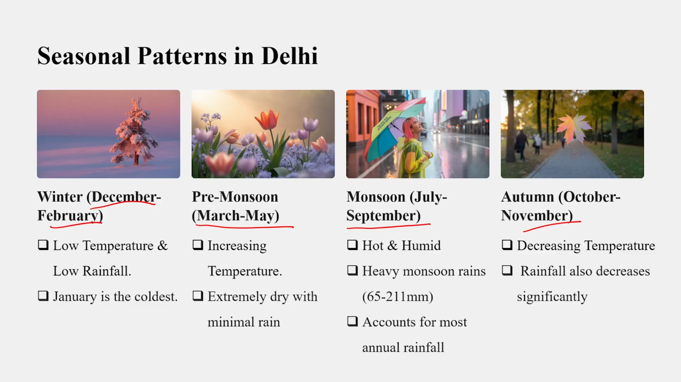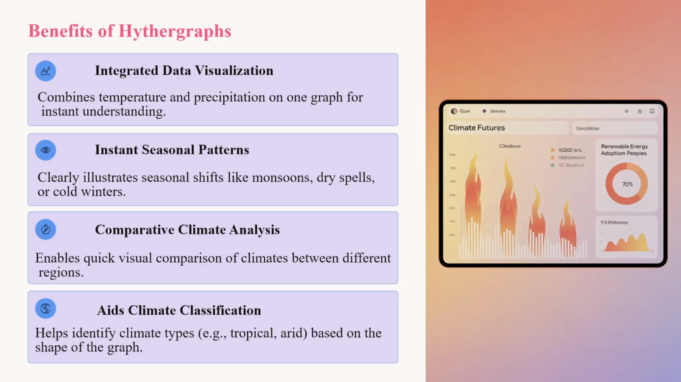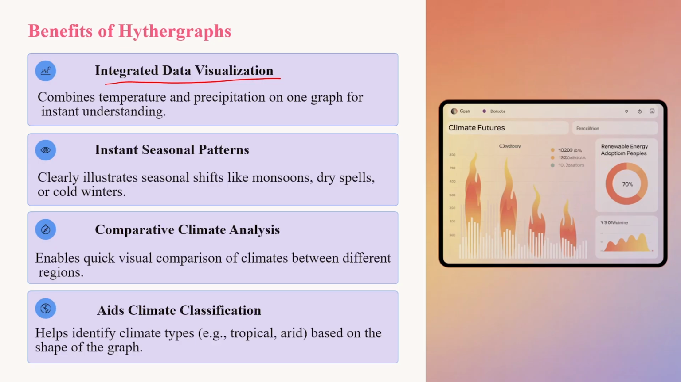Now, we will go through the benefits of the Hyther graph. The first benefit is that it integrates data visualization. With the Hyther graph we show temperature and rainfall at the same time. So, based on one image we will know about temperature and rainfall.